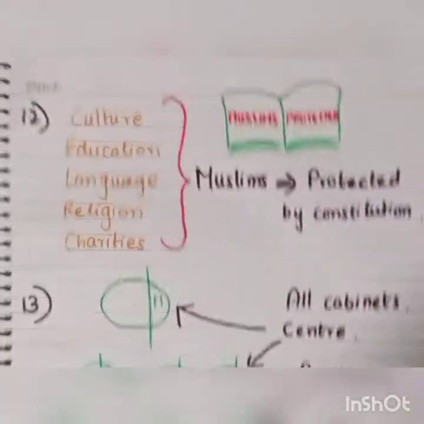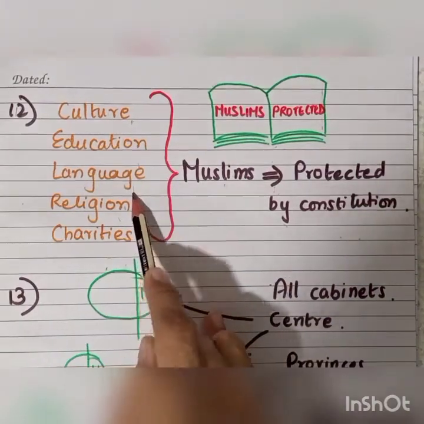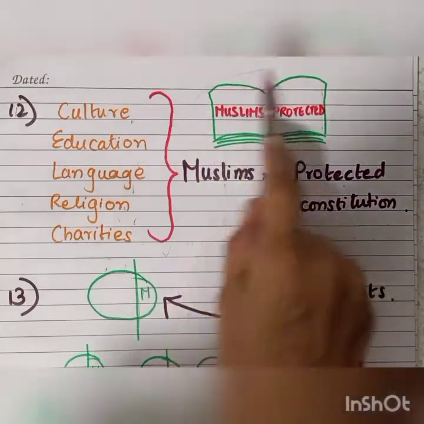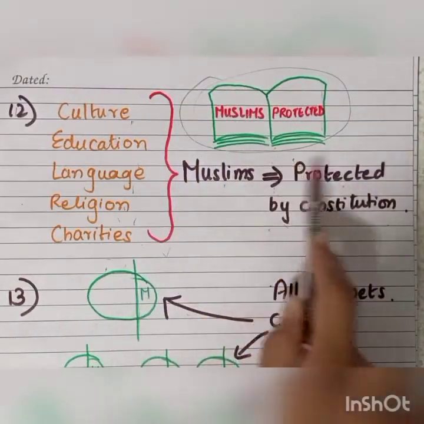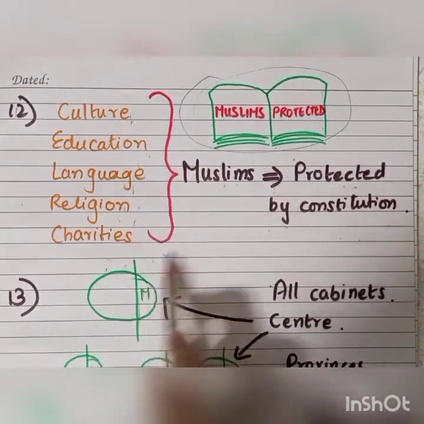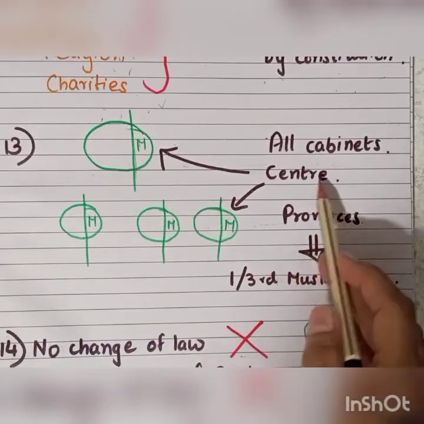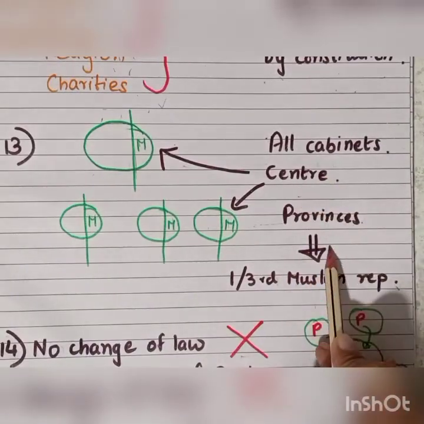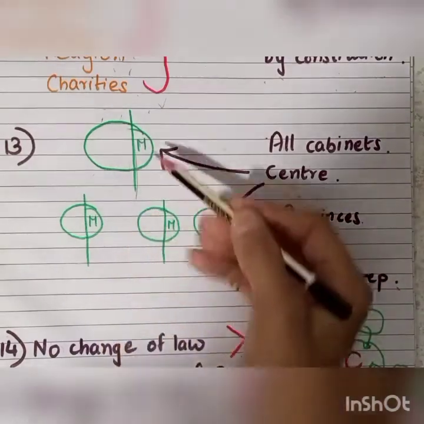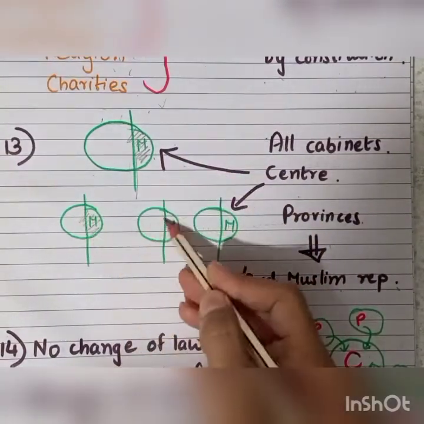Then coming on to the 12th point, the Muslim culture, education, language, religion, charities, all of this should be protected by the constitution, meaning the constitution should guarantee protection of Muslim culture, education, language, religions, and charities. The 13th point said that all the cabinets, whether in the center or in the provinces, should have one third of Muslim representation.